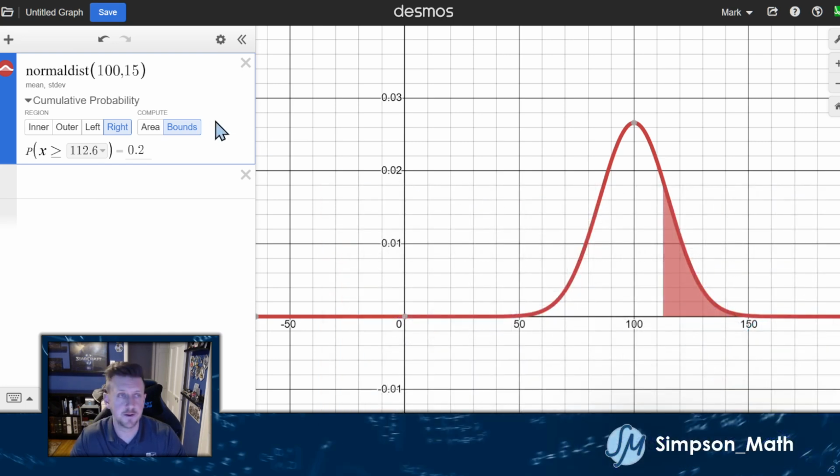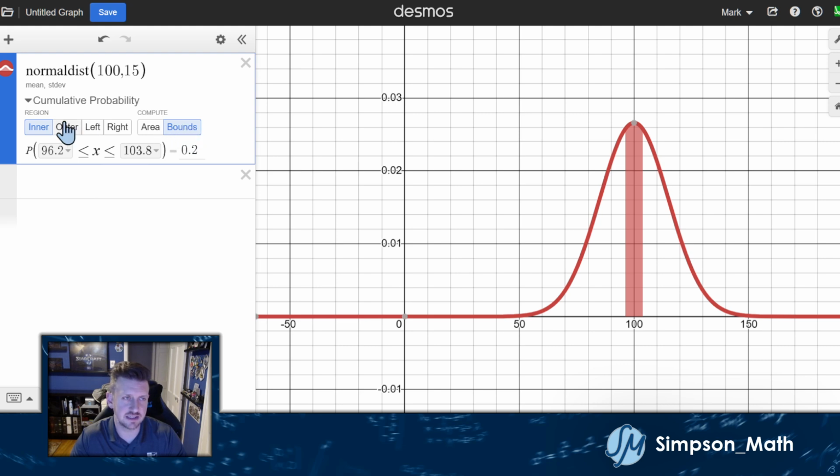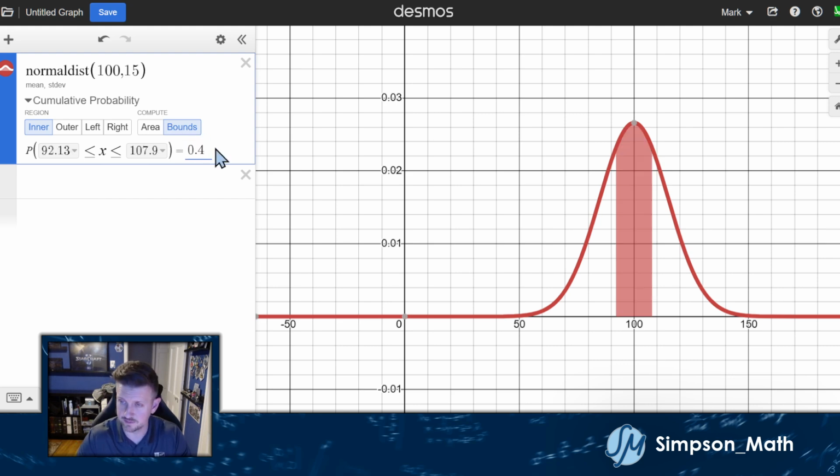So I'm going to switch to inner. And again, I'm going to leave it at bounds. This inner and outer, I believe, only works with the middle. So we can just leave it at this bounds and change this to 0.4.